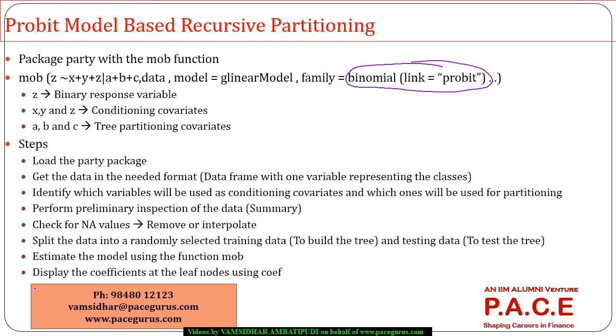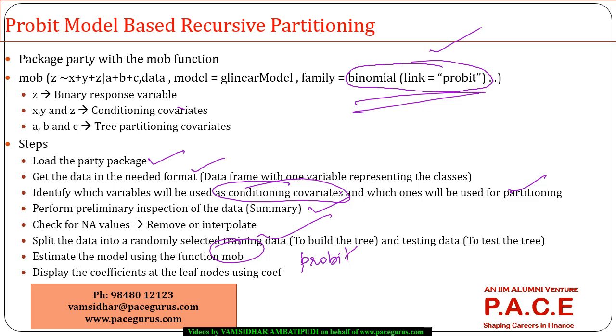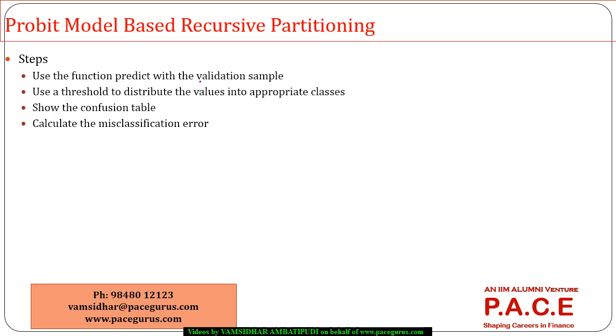So process wise, I think it's the same thing. We have loaded the package, got the data, and identified which variables will be conditioning variables and which one will be used for partitioning. We have done the basic inspection of the data, and split the data into training and testing data. We have estimated the model, the probit model. The only difference is we add this one single point within the family in the glm function. We have got the coefficients of the model.